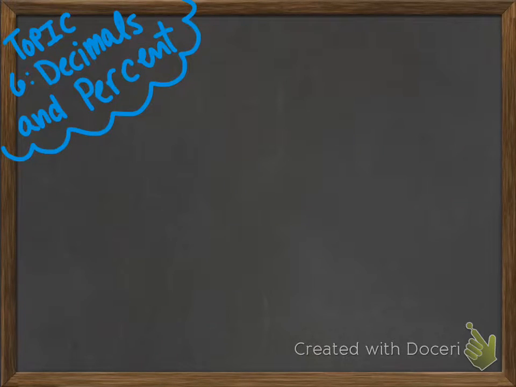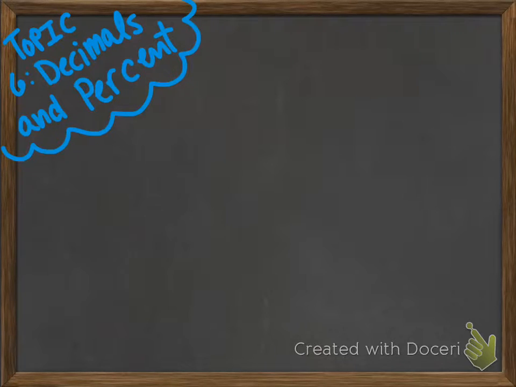Hi, welcome to your first flip video of Topic 6. Topic 6 is called Decimals and Percents, and it's part of Unit B. Unit B is made up of Topics 4 and 5, which we've worked on since late November, and now we're going to start Topic 6.